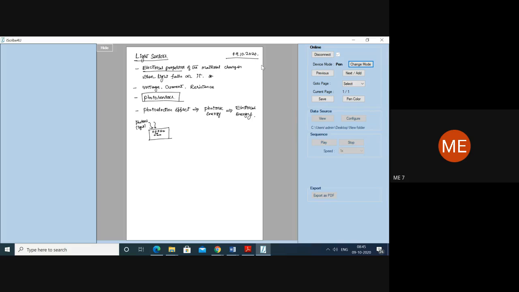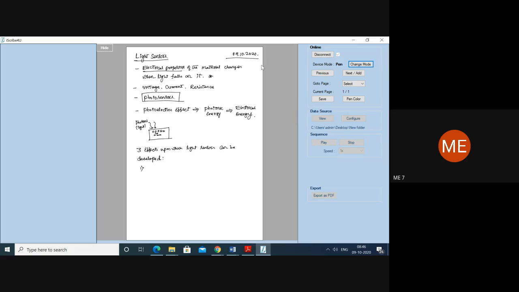Now the effect which is responsible for the development of the light sensor is called the photoelectric effect, where photonic energy is converted into electrical energy. In order to develop this light sensor, we can have three different effects, upon which light sensors can be developed.